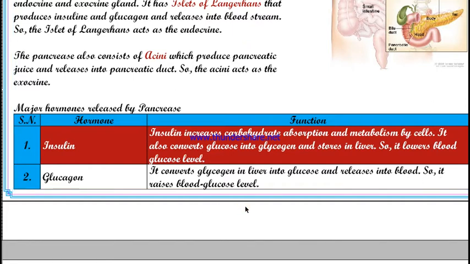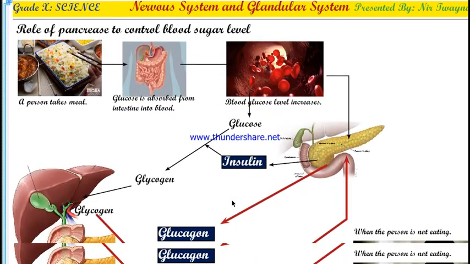Now the coordination of insulin and glucagon is similar to the coordination of calcitonin and parathormone. Do you remember? Calcitonin and parathormone coordinate with each other to balance the blood calcium level, and insulin and glucagon coordinate with each other to balance the blood glucose level. Let us discuss that.